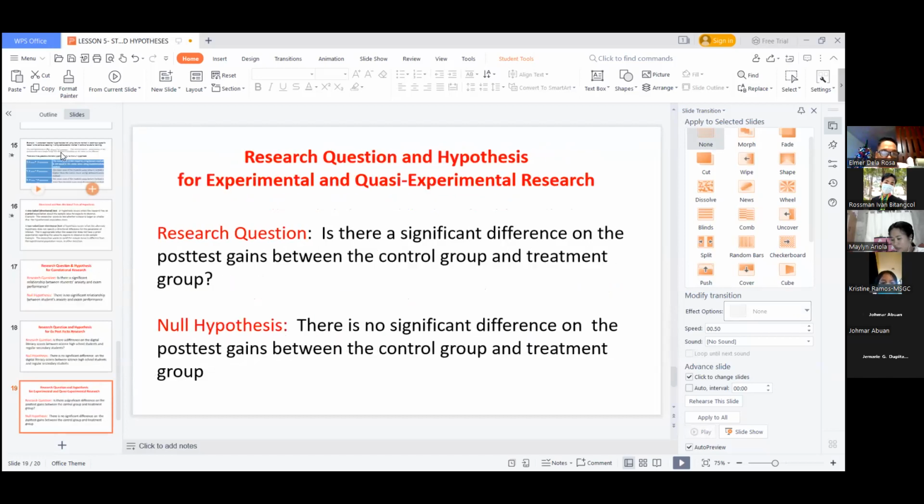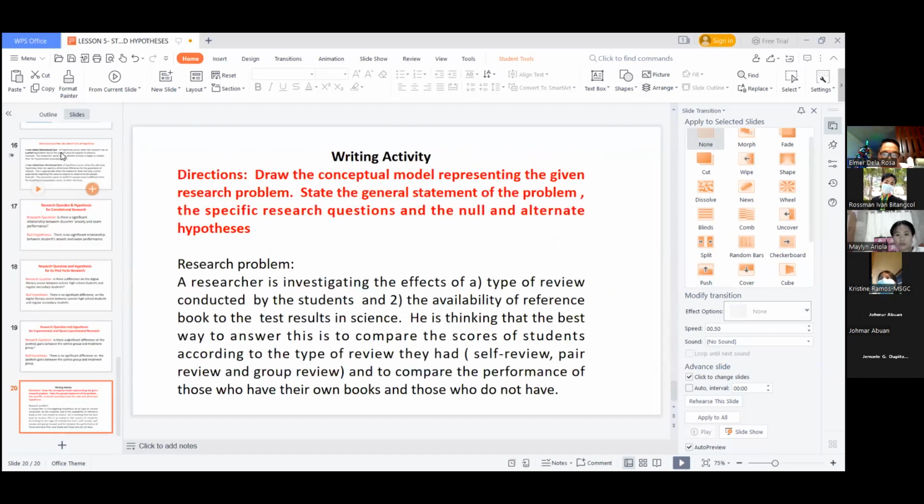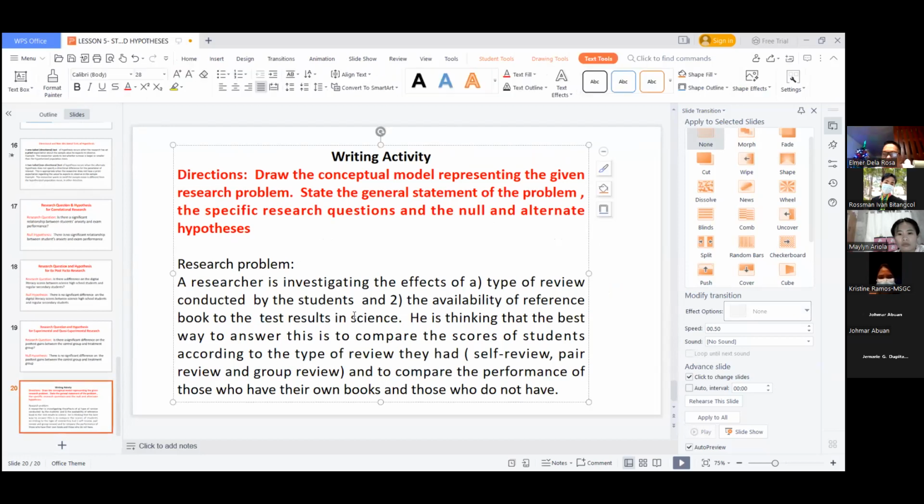A researcher is investigating the effects of type of review conducted by the students and the availability of reference book to the test results in science. Ayan. Nagpa-exam daw sa science. Bakit may mas mataas? Bakit may mas mababa? So, sabi ng researcher, baka may kinalaman yung pagre-review nila at saka kung meron silang reference material.